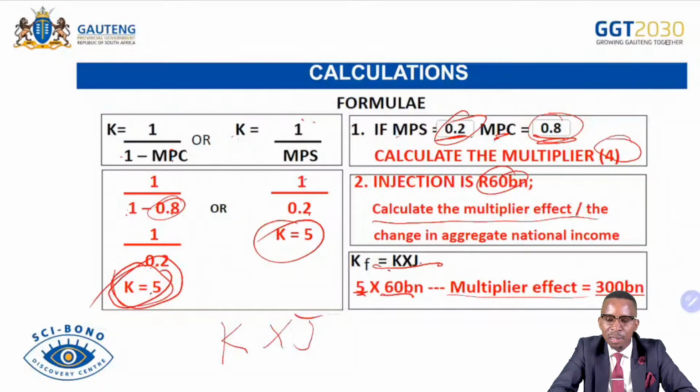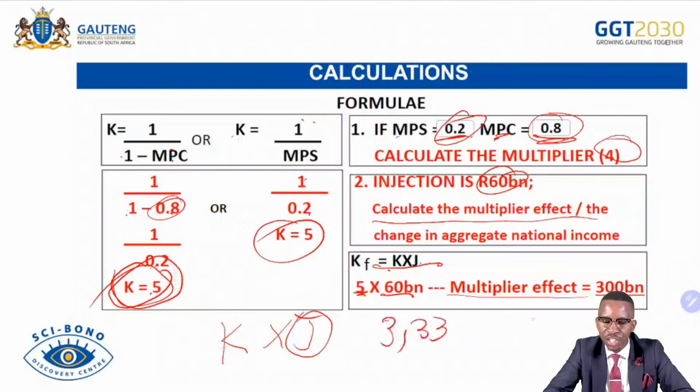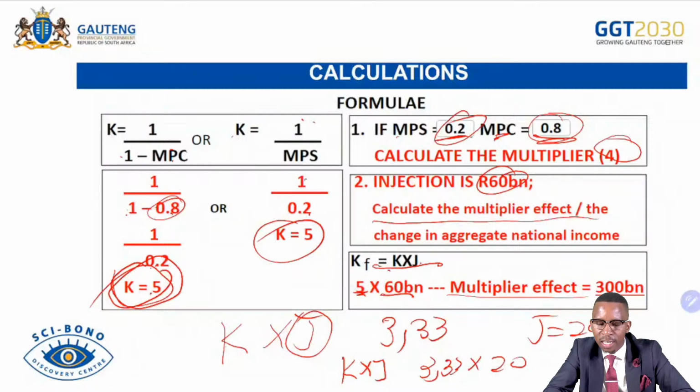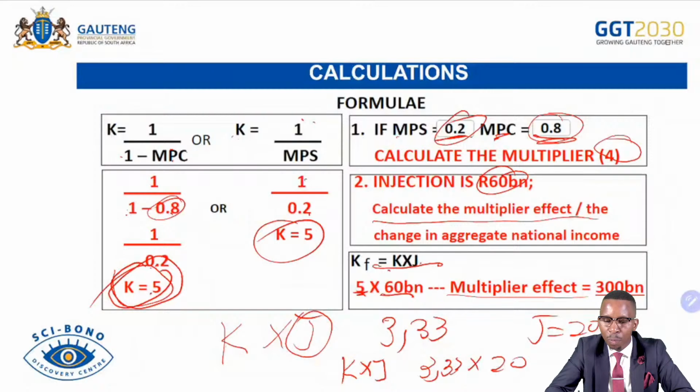So then you can get the value. For instance, if the value of MPC is 0.7, our multiplier will be 3.33. And then we have the injection, which is 20 million. And then what do we do? We say K times J, which means multiplier effect equals 3.33 multiplied by 20, which will give us 60.6 million in our multiplier effect.